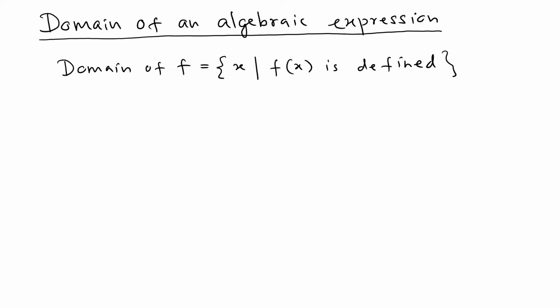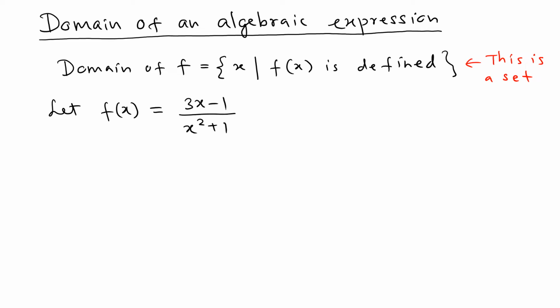And then you can see that what we get is a set. So this is a set, which means we can use set notation most of the time. Let's look at a simple example. Let f(x) equal (3x minus 1) divided by (x squared plus 1).